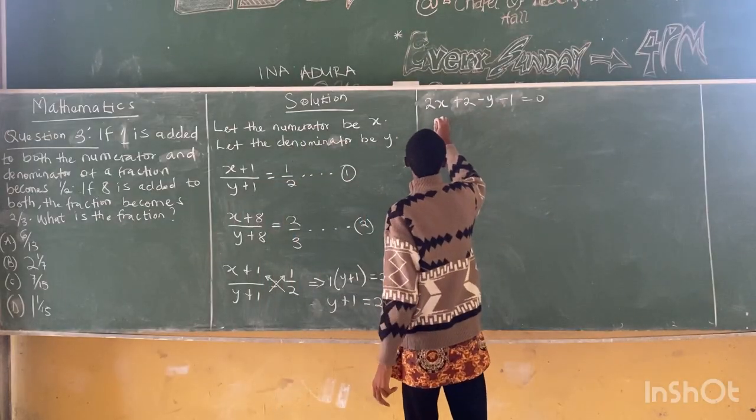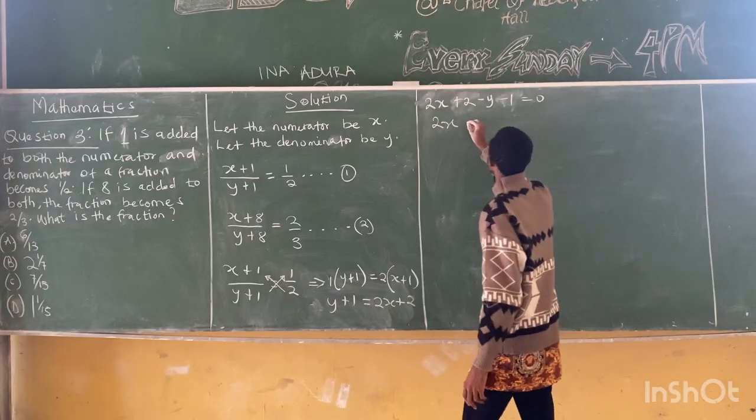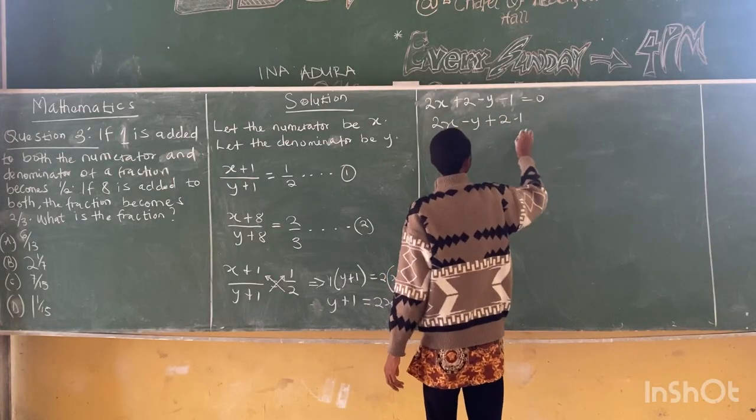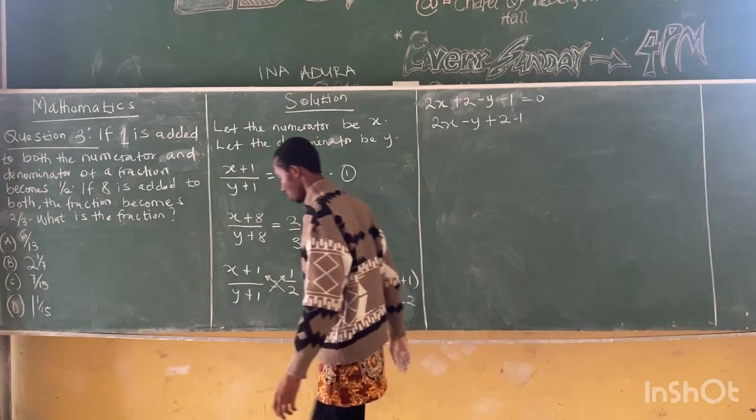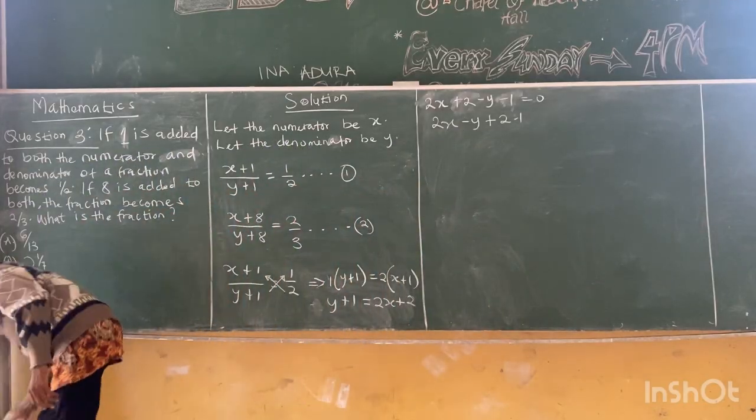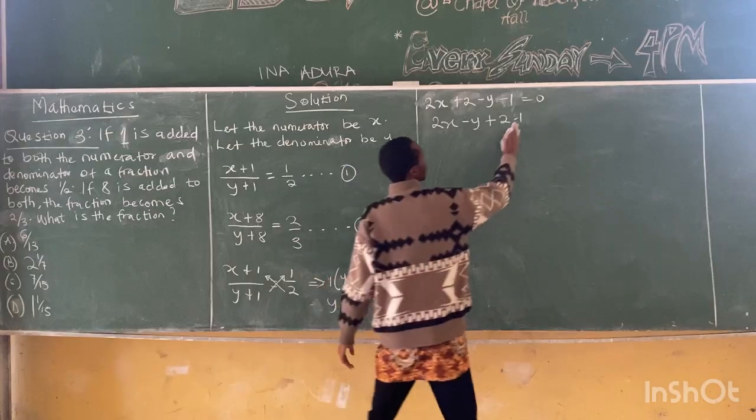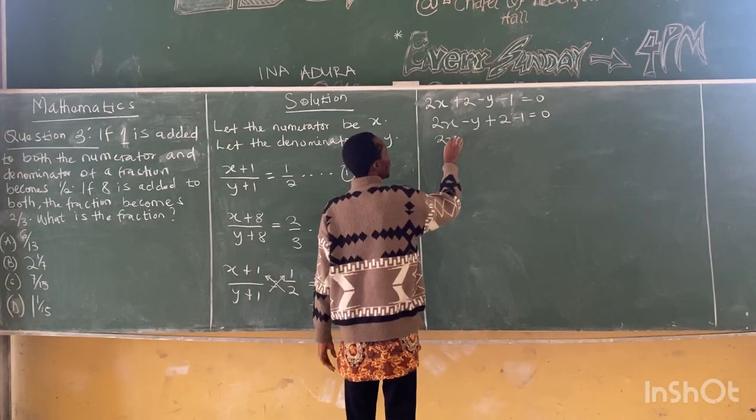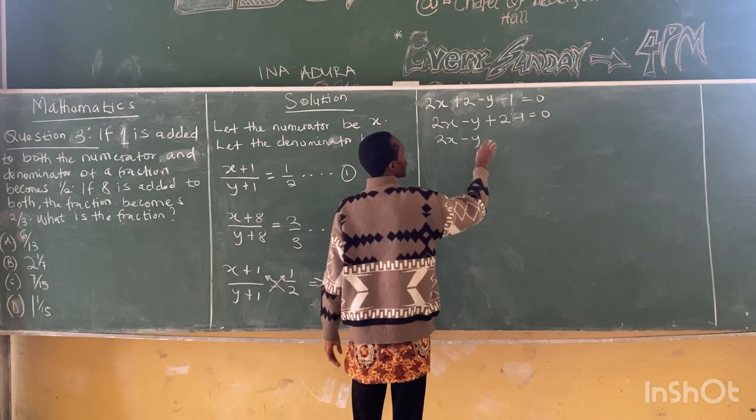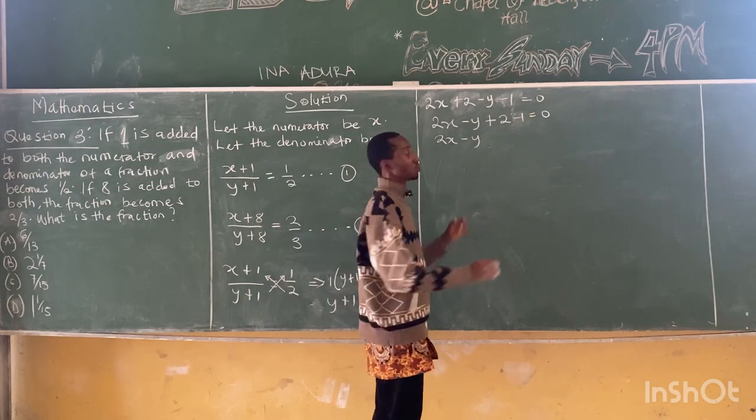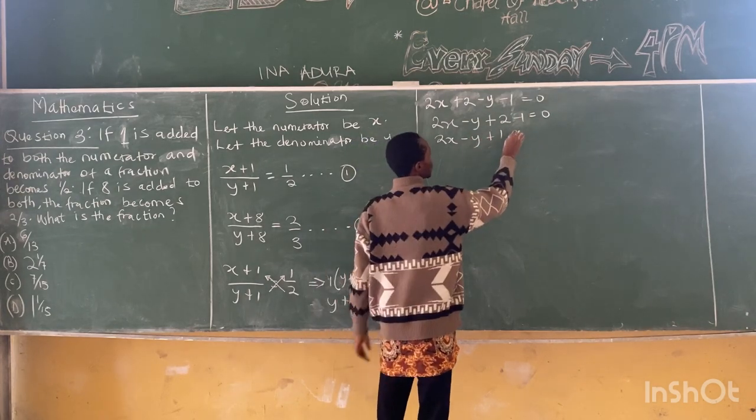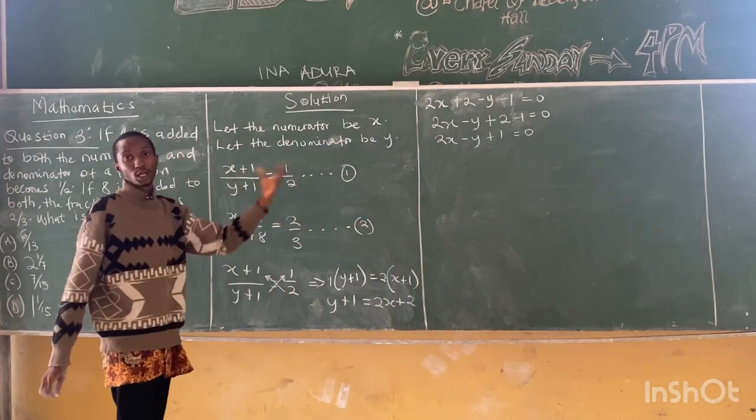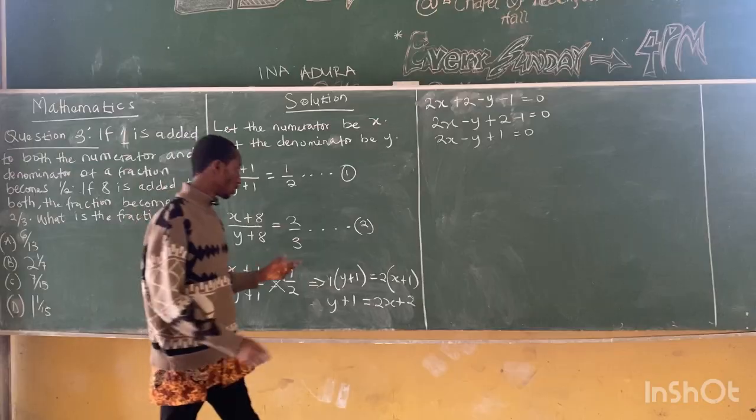If we rearrange this equation, we have 2x minus y plus 2 minus 1 is equal to 0. 2 minus 1 will give us 1. So 2x minus y plus 1 equals 0. We have transformed this from a fraction to a linear equation. Let's call this equation 3.